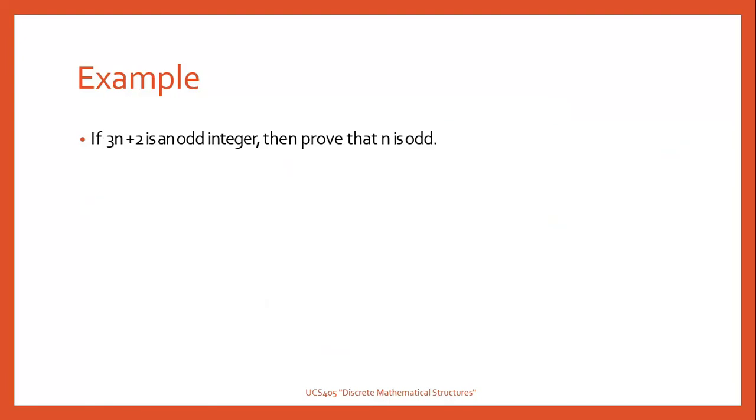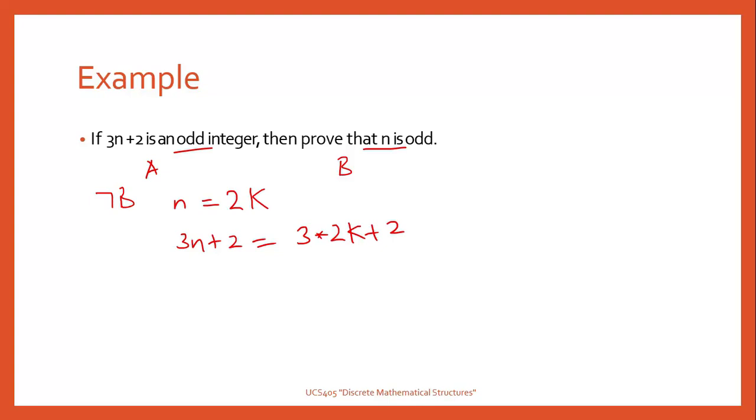Next example: if 3n plus 2 is an odd integer, then prove that n is odd. So a is 3n plus 2 is an odd integer, b is n is odd. So we will assume negation b, which is n is even. If n is even, then n will be equal to 2k. Now 3n plus 2 will be equal to 3 into 2k plus 2. It will be equal to 6k plus 2, that is 2 into (3k plus 1).